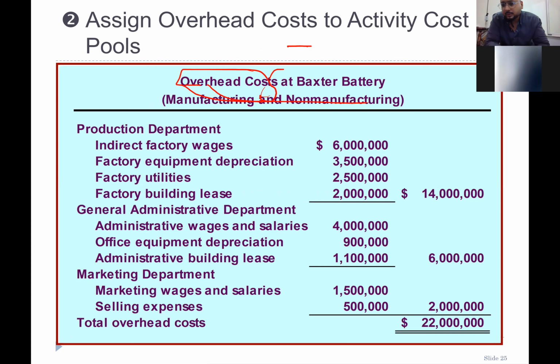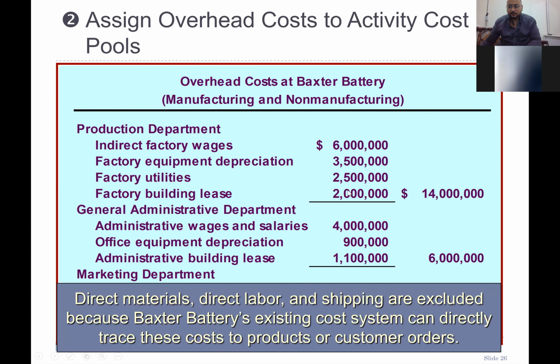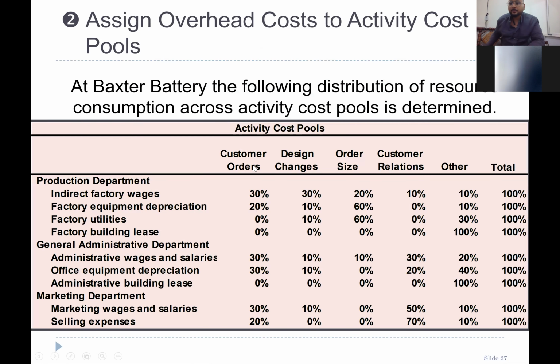That's why all these methods were developed to allocate the overhead cost. So in ABC costing, overheads are first divided into 5 categories. Each activity is divided into 5 categories, right? So for example, for this production department: indirect factory wages, factory equipment depreciation, factory utilities, factory building lease. You see here, they are divided into 5 activities or 5 cost pools: customer orders, design change, order size, customer relation, and other.